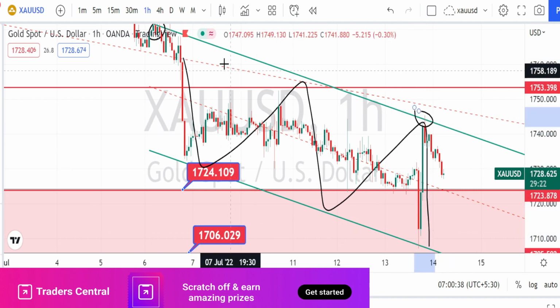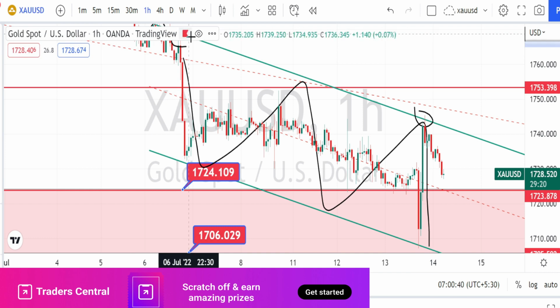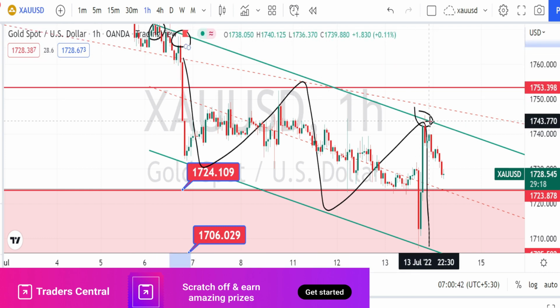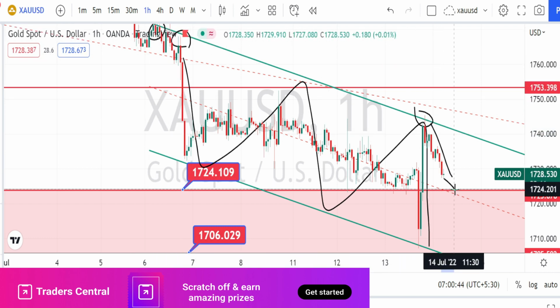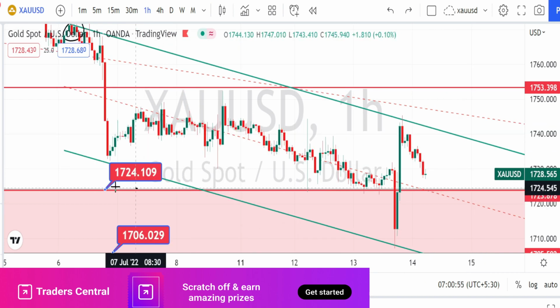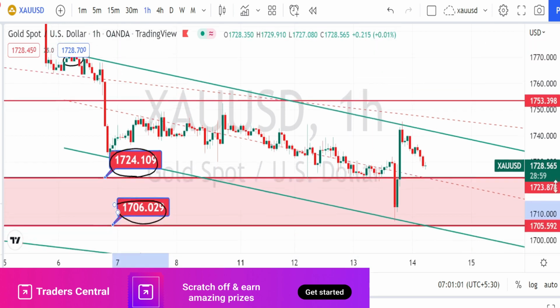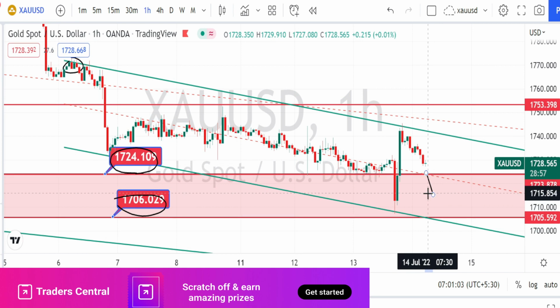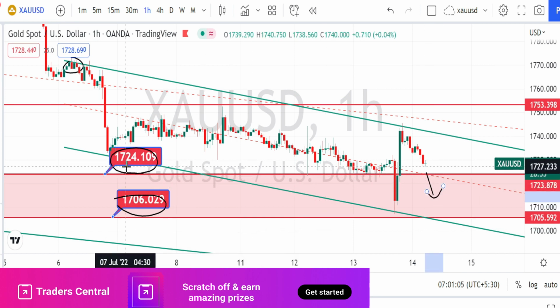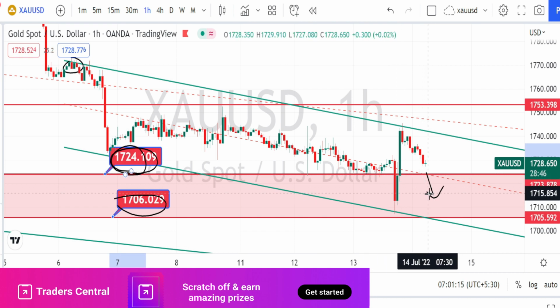Previously it has tested this resistance line from the bearish channel pattern, and currently we are noticing the price action to retrace from this resistance line. We know from the higher time frame that 1724 to 1706 is a very strong support zone. So if the bearish trend needs to continue, it has to break the first level of support, which is around 1724, in order to continue its bearish trend.